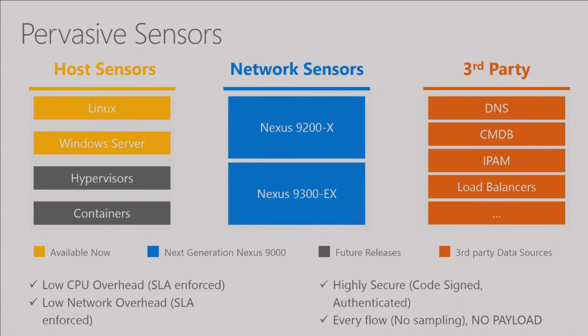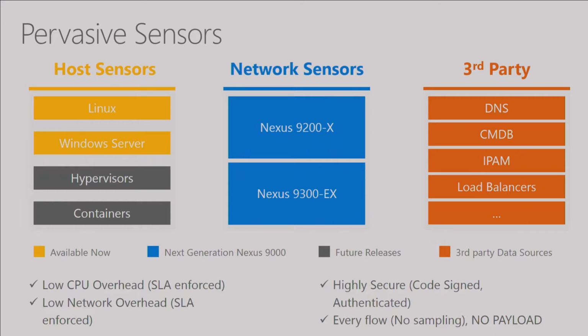Then let's talk a little bit about the sensors. We talked about sensors. We have different types of sensors. Some of them are available today. Some of them will be future, as usual. There's still an M of marketing in my title, unfortunately. So available today: Linux, Red Hat, CentOS, Fedora, Ubuntu, all those flavors. That's fine. SUSE Linux is coming by the end of the year.